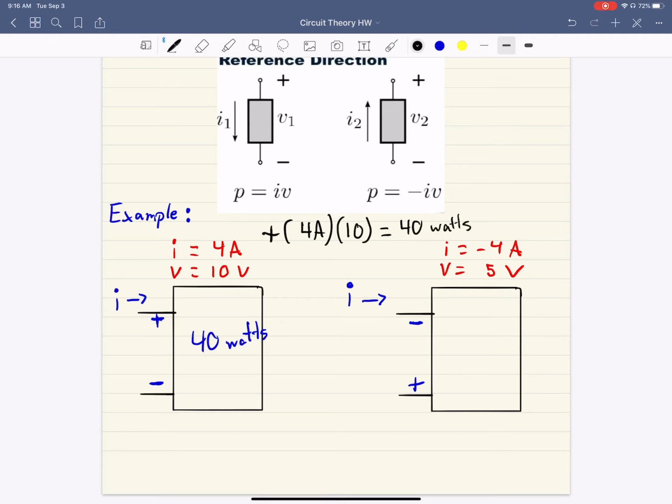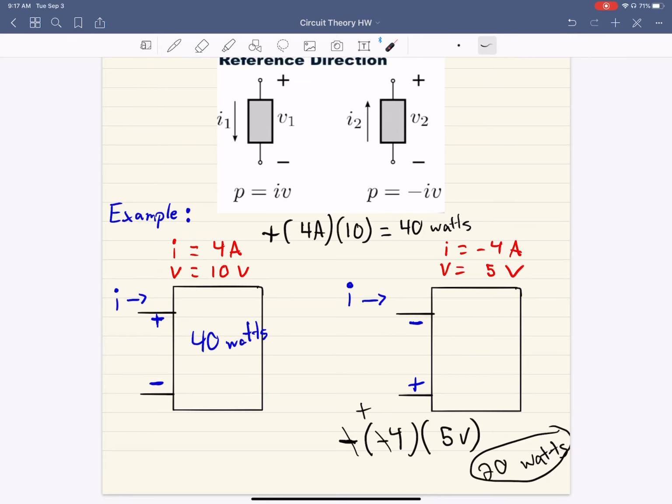Okay, but now let's say we have this one over here, where I is going into the negative terminal. So immediately off the bat again, what we want to do is add the minus, because that is not correct. We're looking for it going into the positive terminal. And then we take our I value, which is a negative 4, and we multiply it by V, which is 5 volts, which is positive. And as you can see, these two are going to cancel and become positive. So we're going to have 20 watts here. And that's pretty much it.